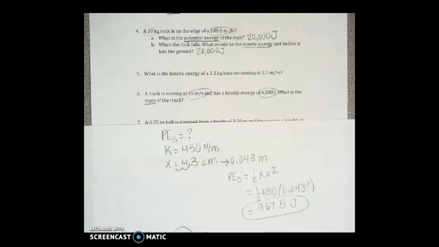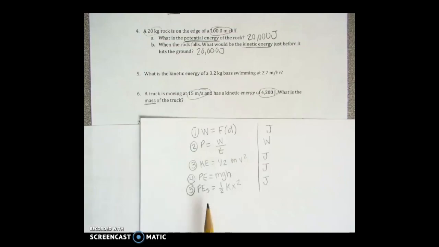But remember the main 5 equations that we need to know. Number 5 is only if we're dealing with a spring or rubber band. Any other type of object, if we're calculating potential energy, we'll use number 4. Number 3 is the only equation we have for kinetic energy. Number 2 is if we're calculating power, and number 1 is for work. They all have the same units except for power, which is measured in watts.